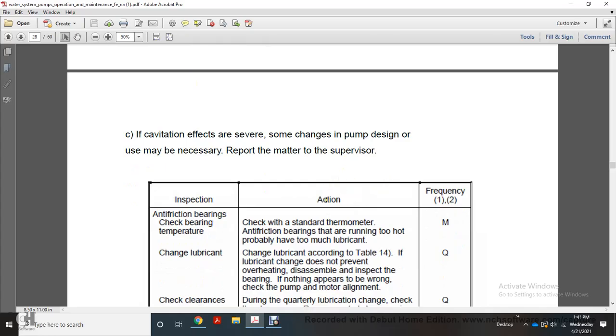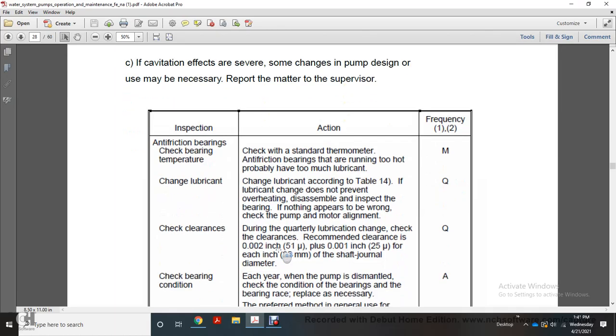Anti-friction bearings: check bearing temperature with a standard thermometer. If anti-friction bearings are running too hot, they probably have too much lubrication. Monthly, check the lubricant according to table 14. If changing the lubricant does not prevent overheating, disassemble and inspect the bearings to see if something is wrong.